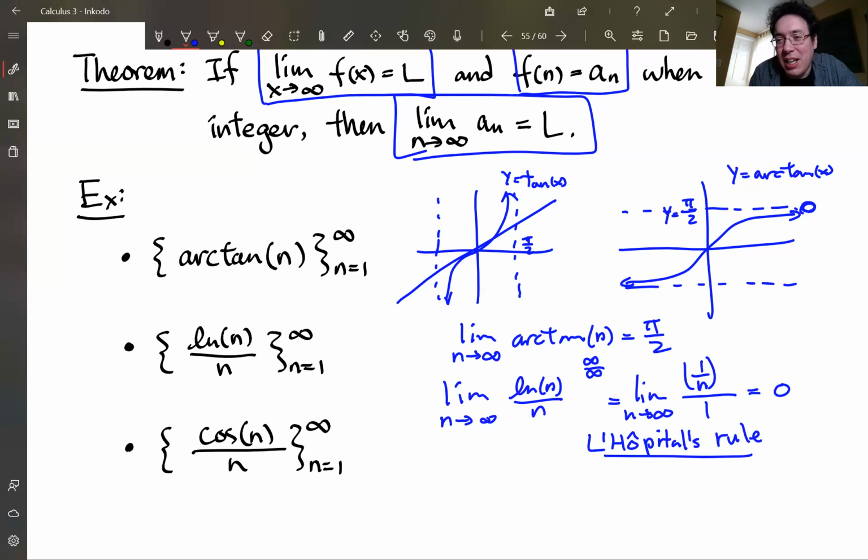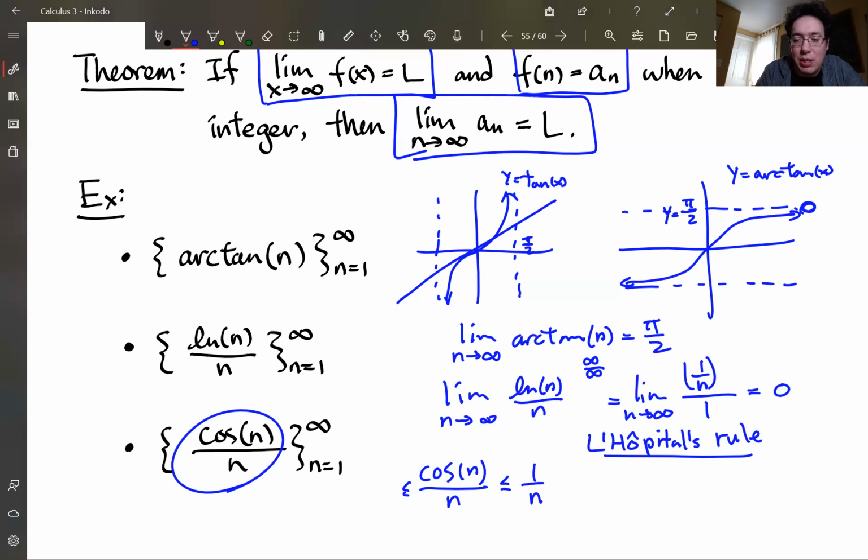Another technique that you might have used in Calc 1 class is the squeeze theorem. That might be helpful in a situation like this, where we have cosine of n over n. It might be difficult to work with this function, but you can notice that cosine is always between -1 and 1. So the largest it could be is 1, and the smallest it could be is -1. So this sequence is always trapped between 1 over n and -1 over n.